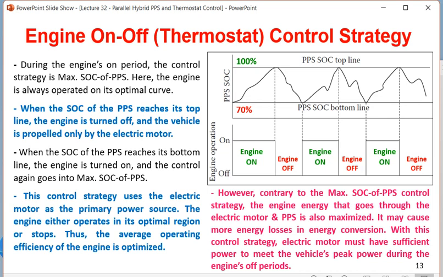There are A, B, C, D four traction stages or modes, and E, F two brake stages, and the D part of the max SOC PPS was actually reducing the overall efficiency of the engine. To counter that, this engine on-off thermostat control strategy was invented, and if the algorithm is designed properly, together the max SOC PPS and the on-off thermostat can give the best control strategy for the parallel hybrid electric drivetrain.